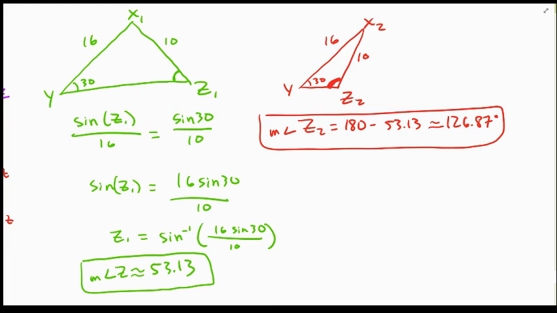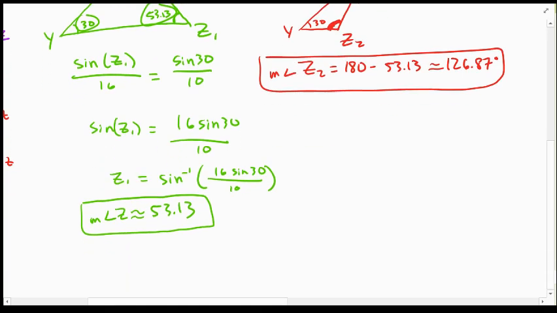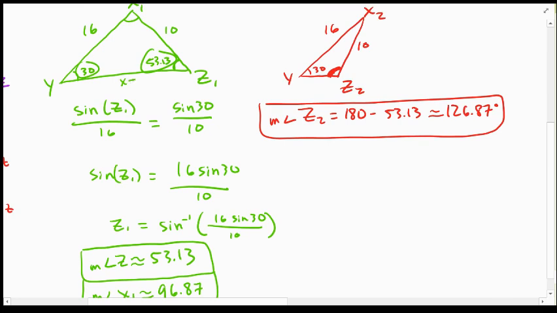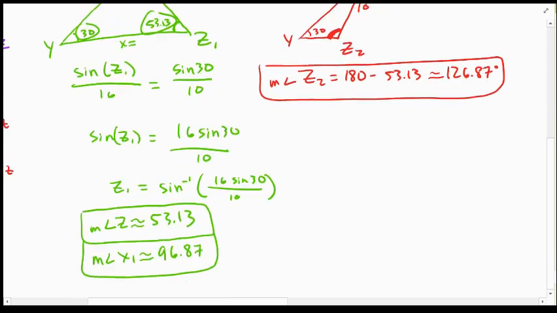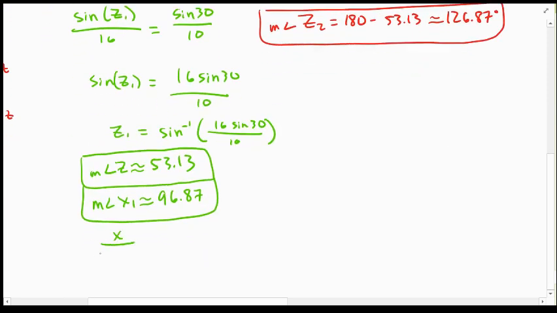So if I know that this is 53.13, then to find angle X1, I'm just going to subtract 30 and 53.13 from 180. And that will give me my final angle, which in this case, again, I'm calling X1. So measure of angle X1. Remember, I'm rounding things, so I'm using these little squiggly lines to show. And if I wanted to find my final side length for my green triangle here, now I'm going to use the law of sines one more time.